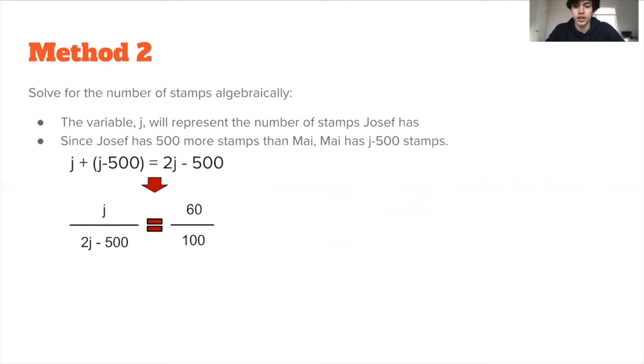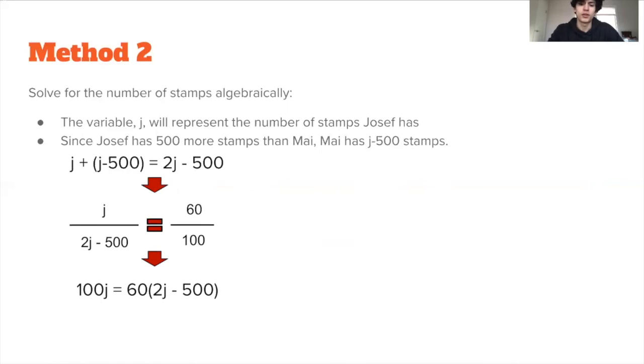Now let's set up an equation to solve for the total number of stamps. We can use j plus j minus 500 equals 2j minus 500, where j is the amount of stamps that Joseph has. Since Joseph has 60% of the stamps, we can set up an equation to solve for j. j over 2j minus 500 equals 60 over 100. Now we can cross multiply to solve for j. 100j equals 60 times 2j minus 500.